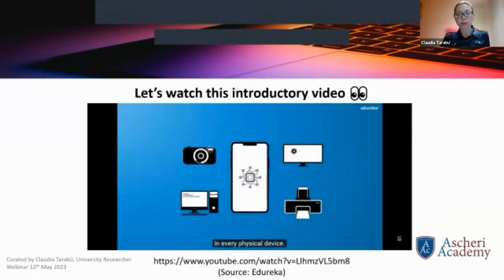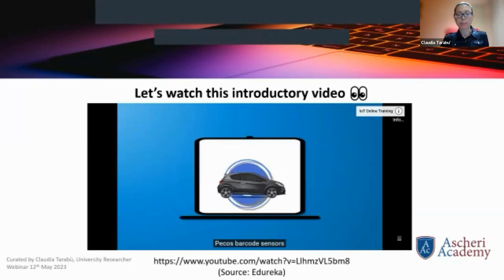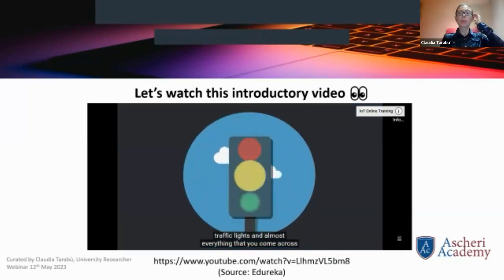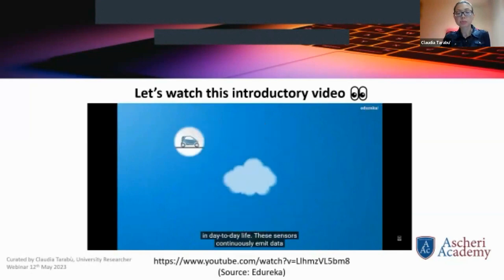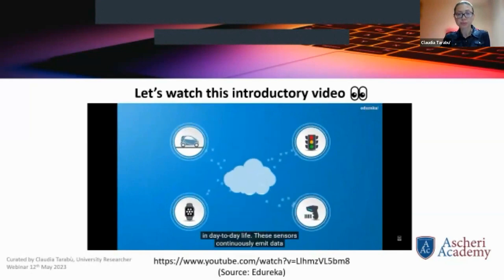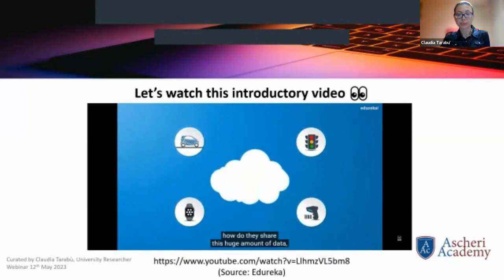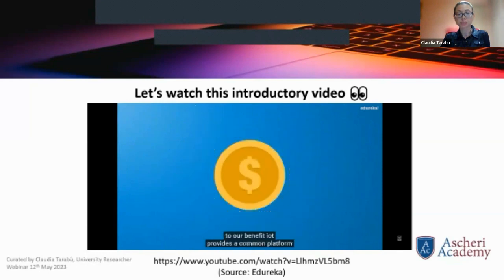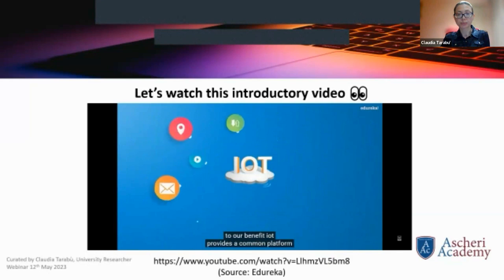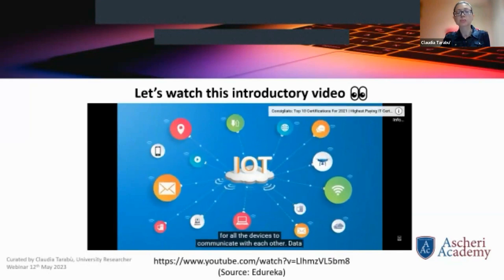Sensors are embedded in every physical device. It can be your mobile phone, electrical appliances, vehicles, barcode sensors, traffic lights, and almost everything that you come across in day-to-day life. These sensors continuously emit data about the working state of the devices. But the important question is, how do they share this huge amount of data, and how do we put this data to our benefit? IoT provides a common platform for all these devices to dump their data and a common language for all the devices to communicate with each other.